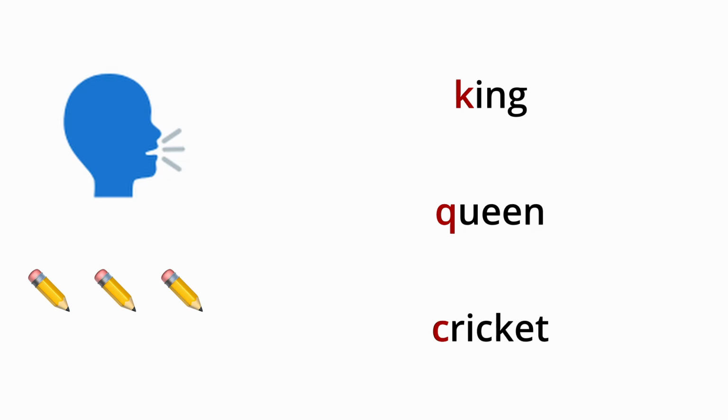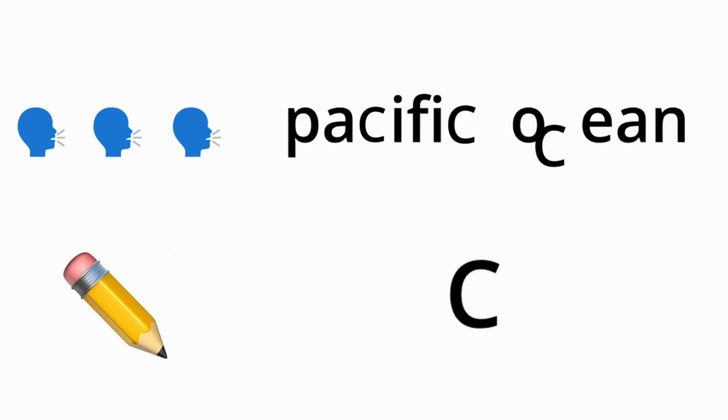In English, of course, they are a total mess. When a single phoneme is represented by many graphemes, as in king, queen, cricket, or when a single grapheme represents many phonemes, like famously "sea" in Pacific Ocean.